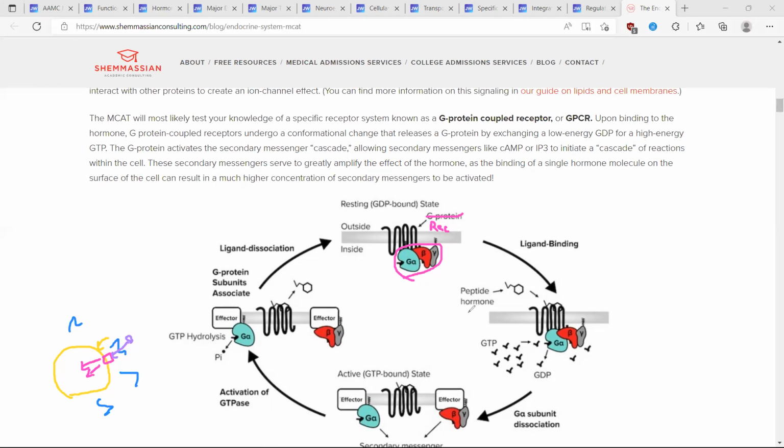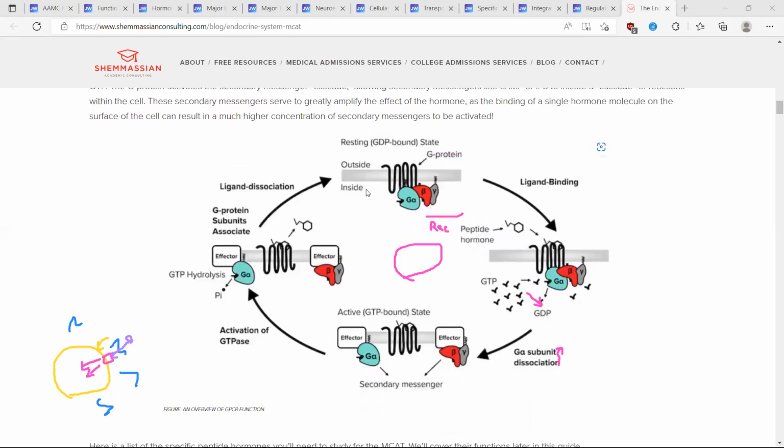So what happens is here we have a peptide hormone, right? Coming in and attaching to the receptor. And because this receptor is coupled to the G protein, that binding affects the G protein. So what happens? The alpha subunit, you'll see that it has alpha, and then this is a beta, and this is a gamma. So the alpha subunit separates from the beta and the gamma subunit. When that happens, it is causing effects downstream, meaning it is causing effects inside of the cell.